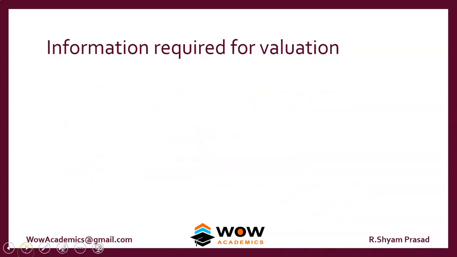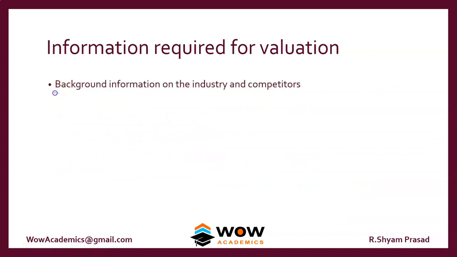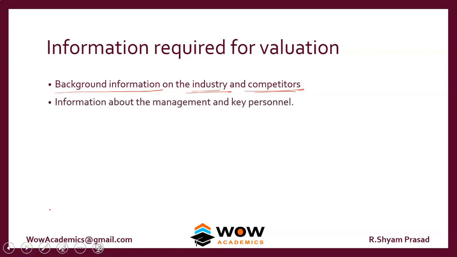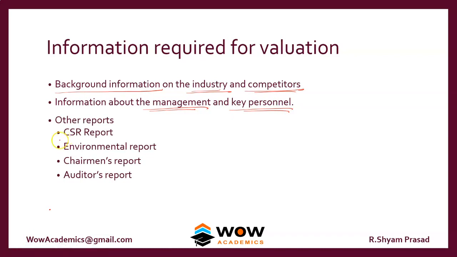For example, we can also get background information on the industry in which the company is, or the company's competitors, information about the management, how good they are, how ethical they are, and how talented they are. We have to get that information. We can also get other reports in terms of CSR, environmental, chairman's report, auditor's report. This information is called qualitative information.